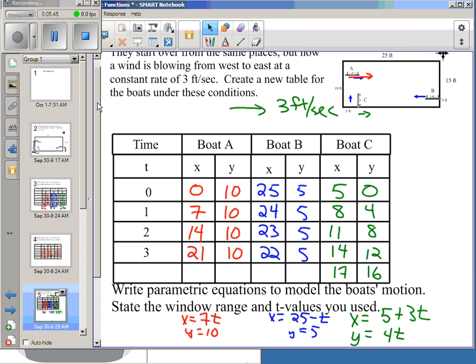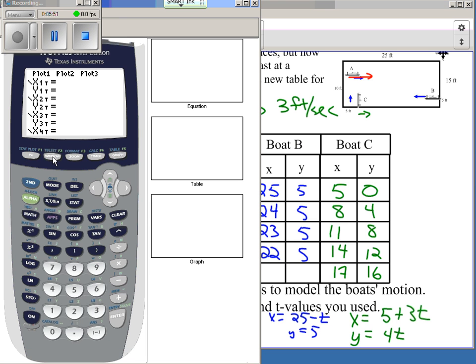If I want to graph this, if I want to look at this picture, so let's make the pool. Our pool is 10 high and 25 wide. So if I go to my window, I want an x min of 0, an x max of 25. Let's go up by 5. A y min of 0, a y max of 10.